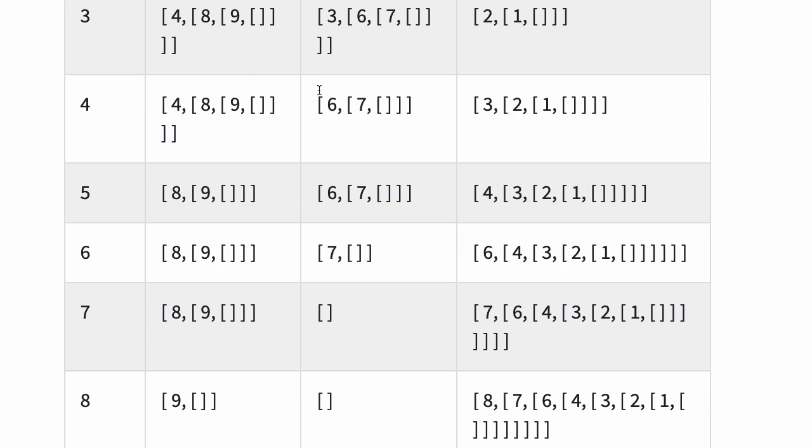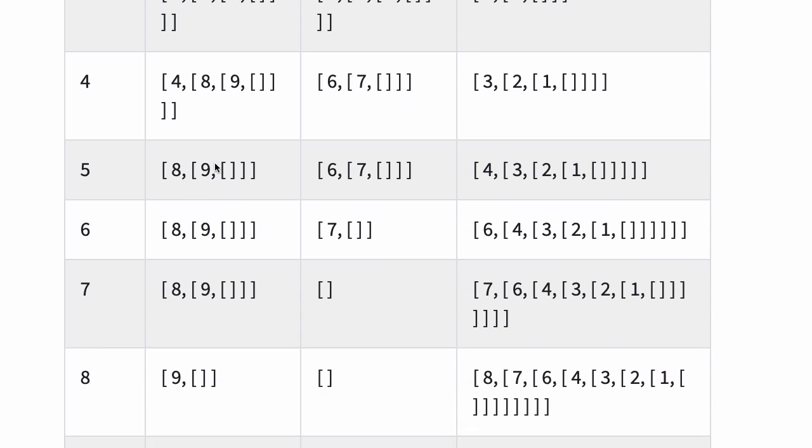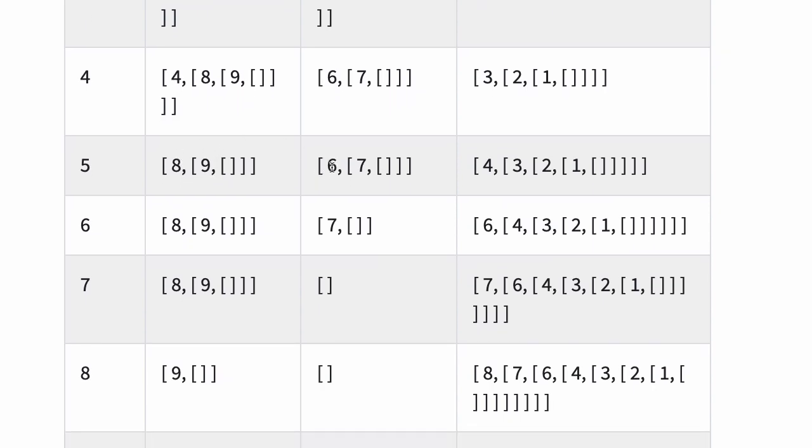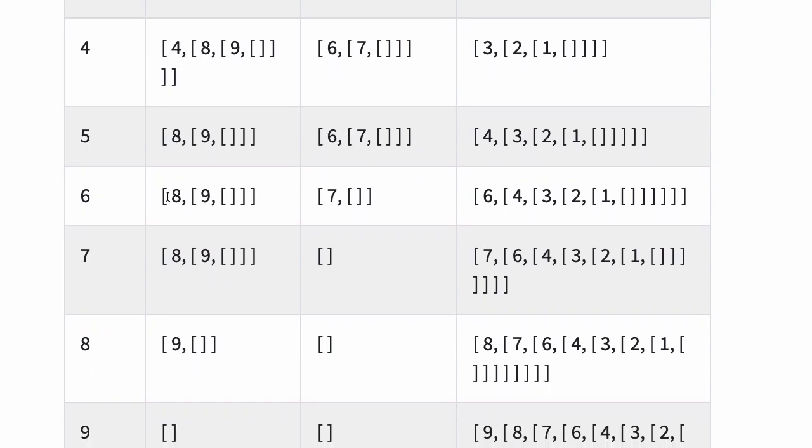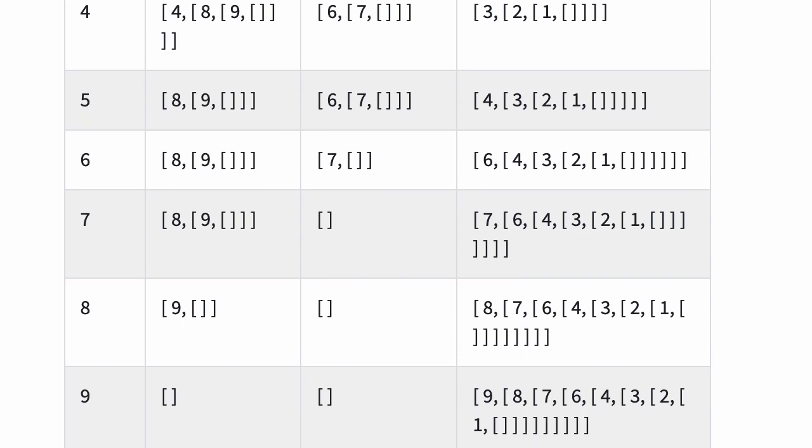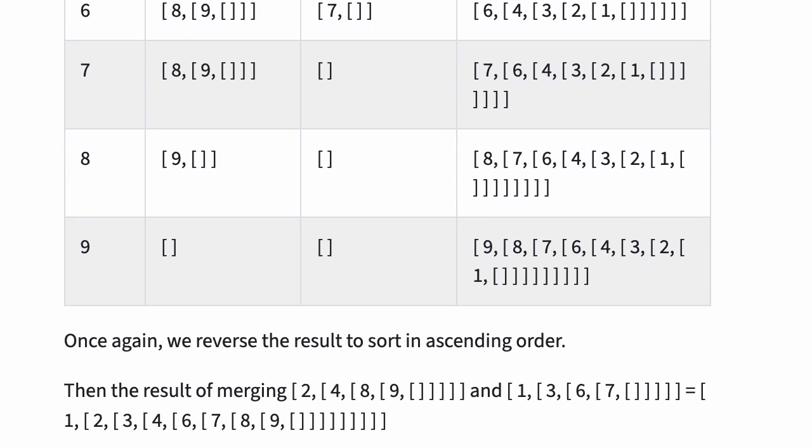Then 4 is less than 6, so we're going to pop 4. 8 is greater than 6, so we're going to pop 6. Next we compare 8 and 7, and since 8 is greater than 7, we're going to pop 7. At this point, stack B is empty, and so we're going to dump the rest of stack A into stack M, and the result is the stack 9, 8, 7, 6, 4, 3, 2, 1.